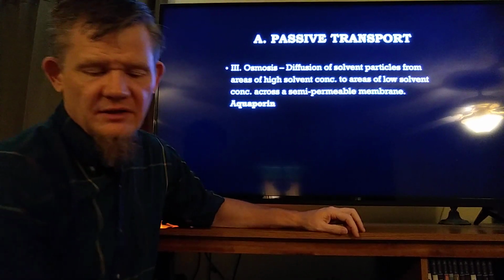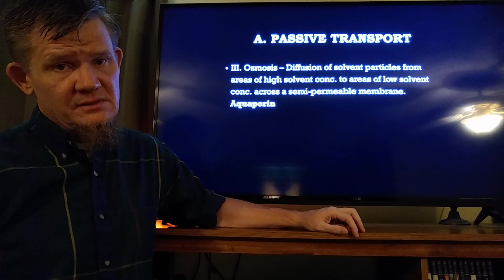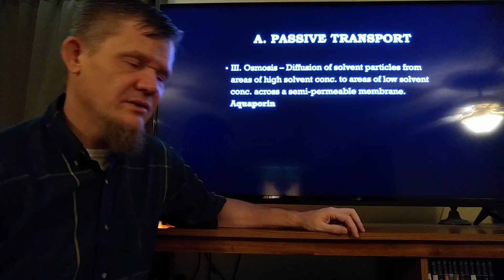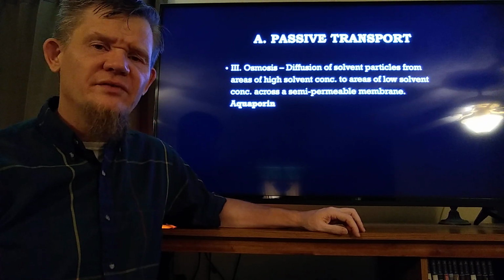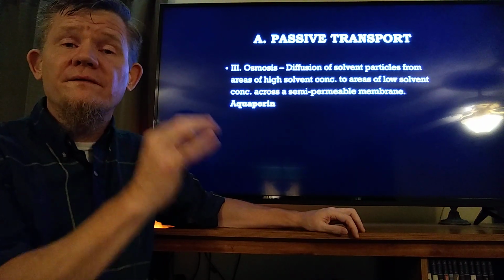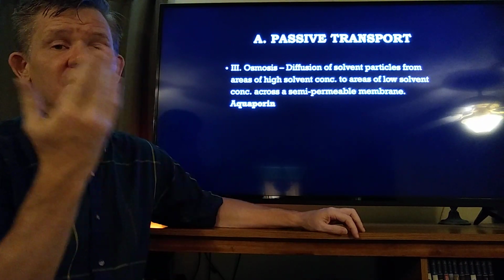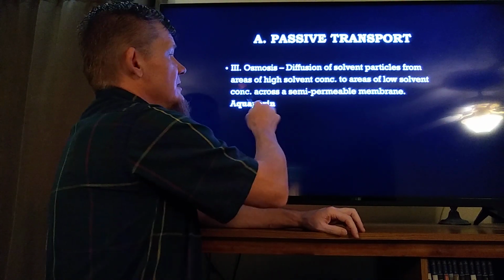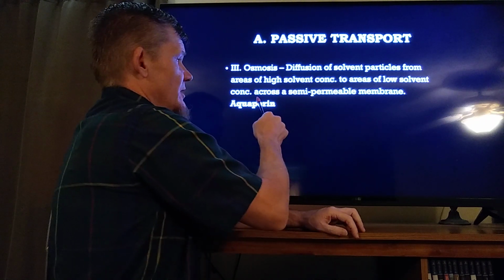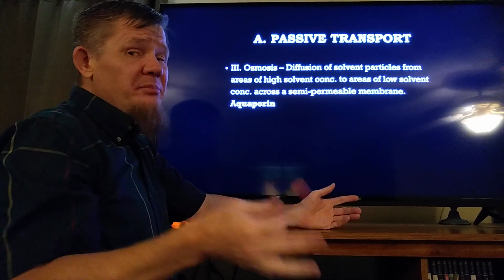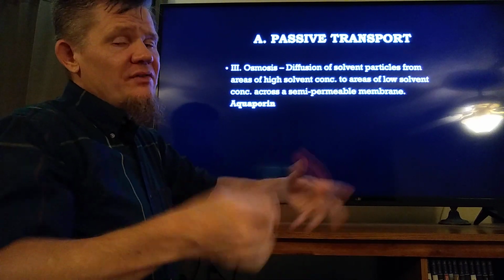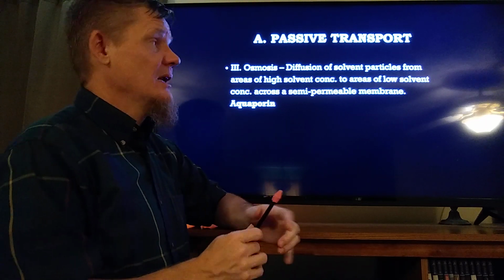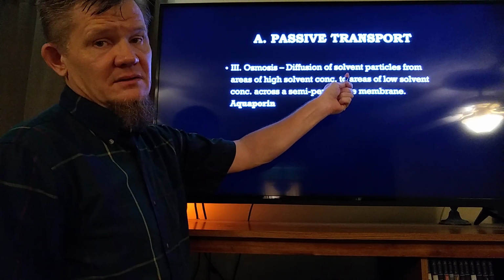Our last version of passive transport is called osmosis. You've probably heard of osmosis. Osmosis is a special variety of diffusion, and the definition for diffusion is in the definition for osmosis. It is the movement of particles from areas of high concentration to areas of low concentration. You note that I skipped a bunch of words when I did that. Those are the extra conditions. And now we're not talking about just the movement of any old thing. Now we're specifically talking about the movement of solvent particles.